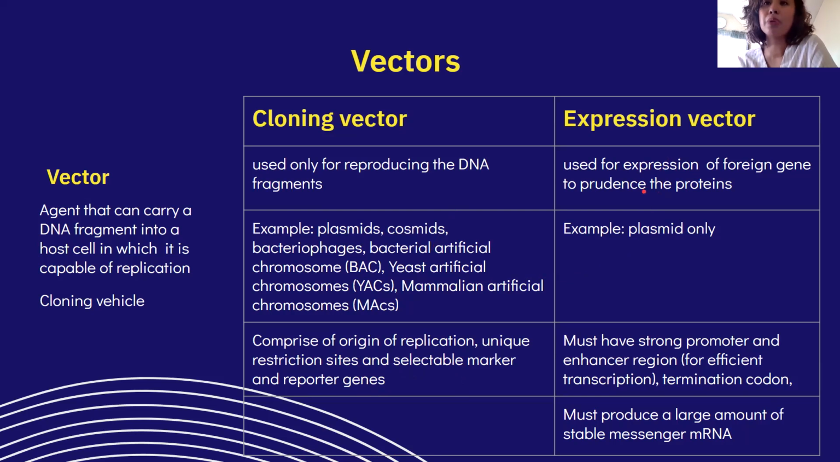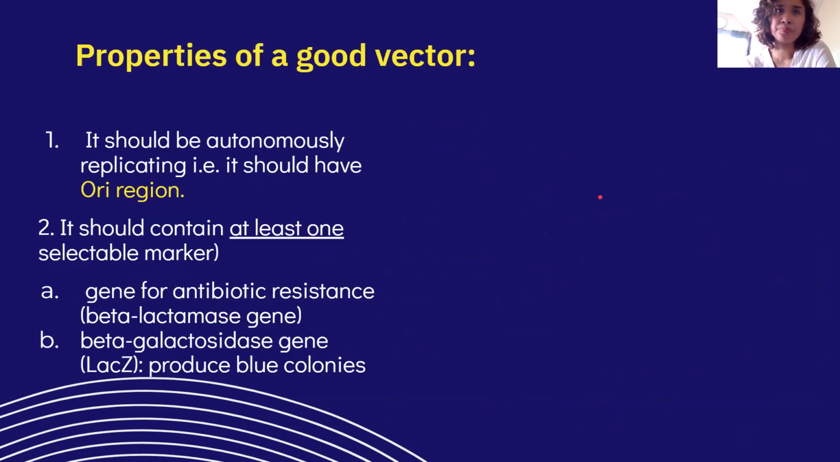At meron tayong mga expression vector. So ang mga expression vector natin, plasmid lang, okay? So they are good in producing many proteins. So yun yung focus niya. It produces a large amount of stable mRNAs to be able to be translated into proteins. Yan. So magpo-focus tayo dito sa mga cloning vectors. Yan. So ang plasmid, ang advantage niya, it could be both cloning and expression vector.